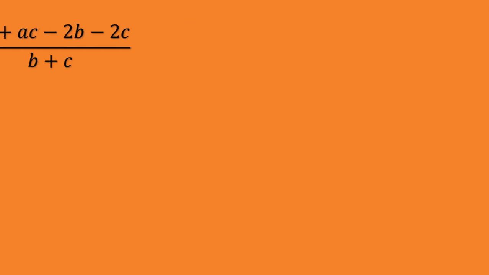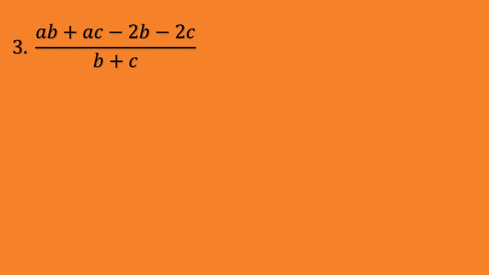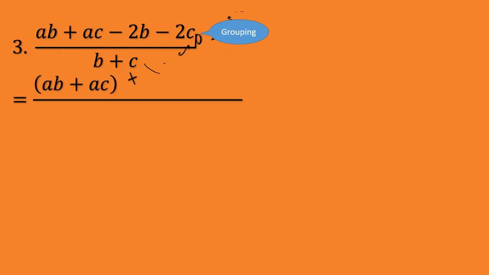In my next example, I've got AB plus AC minus 2B minus 2C divided by B plus C. Once again, do not cancel. You must first try to factorize the numerator, and looking at that would be grouping. We can group AB and AC and 2B and 2C into groups. So when we do that grouping, we find AB plus AC makes us one group, and negative 2B, negative 2C is the other group, divided by B plus C.